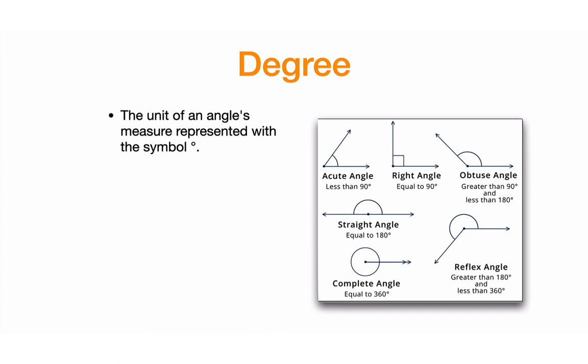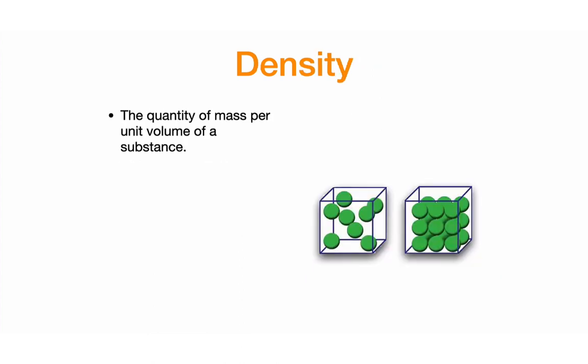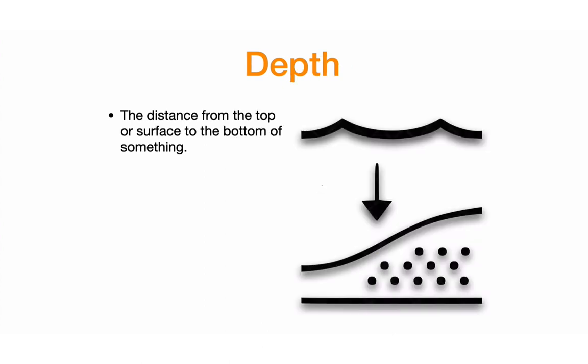Degree, the unit of an angle's measure represented with the symbol degrees. Denominator, the bottom number of a fraction. The denominator is the total number of equal parts into which the numerator is being divided. Density, the quantity of mass per unit volume of a substance. Depth, the distance from the top or surface to the bottom of something.